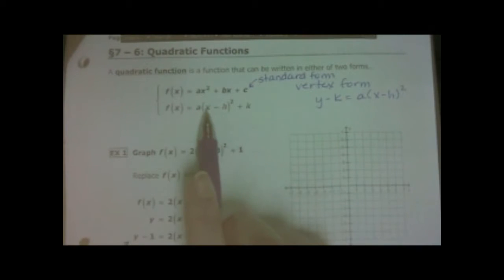Notice we have a binomial, x plus or minus something, squared. So it's already very easy for us to follow. First of all, what we want to do is replace f of x with y. So here was my original function. I'm going to replace f of x with y. And then I'm going to subtract 1 from both sides, and then this will be in vertex form. Then I have y minus 1 equals 2 times x minus 3 quantity squared. And this is now set up so that it's easy for me to graph.